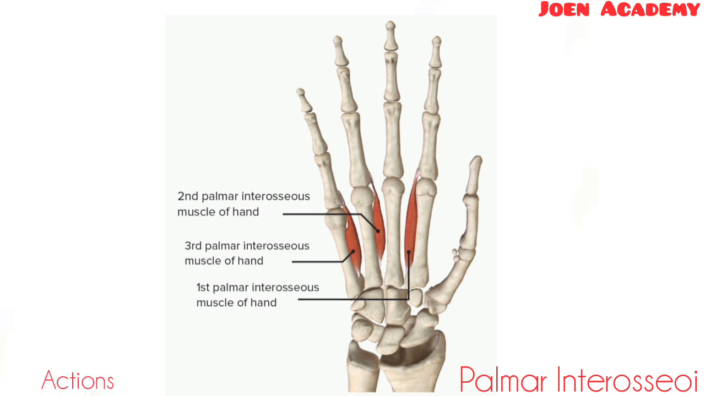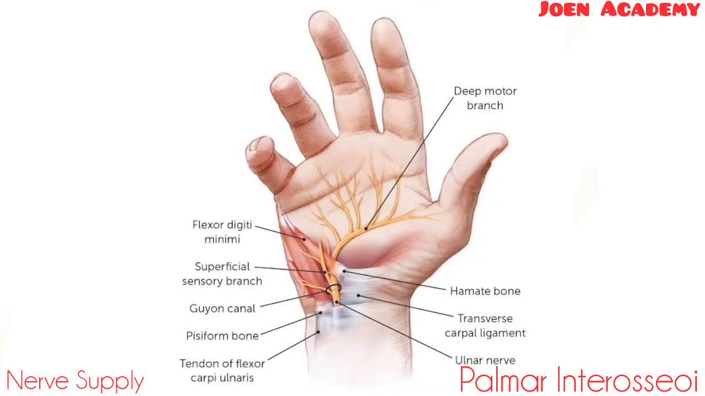The action of these muscles, as we also stated, is adduction of the digits. They also assist in flexion at the metacarpophalangeal joints and extension at the interphalangeal joints. Nerve supply is also by the ulnar nerve.